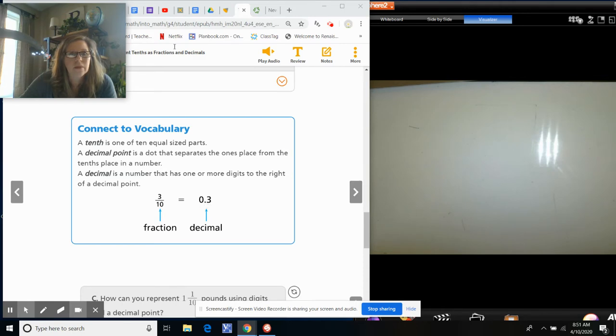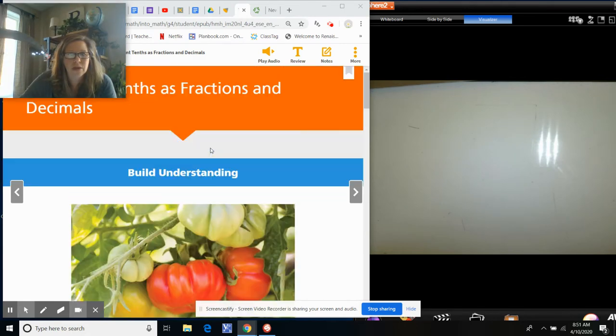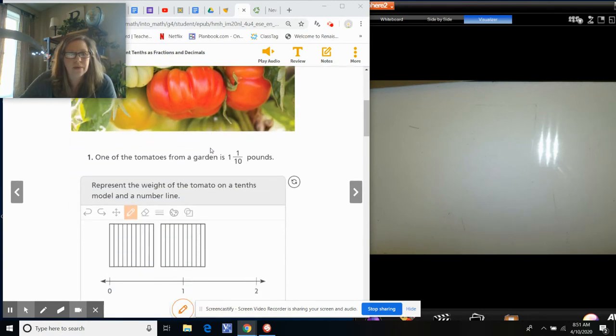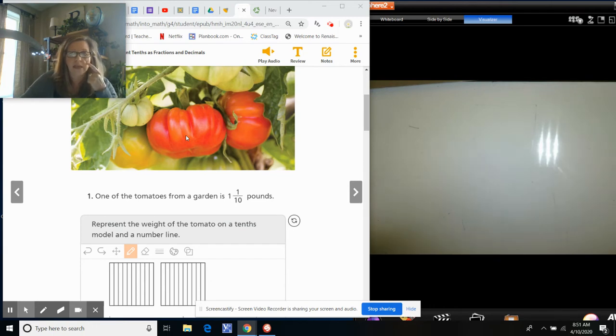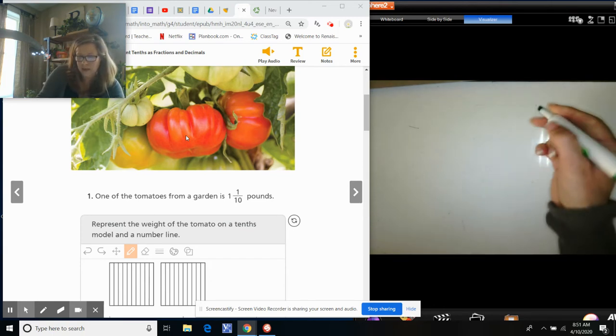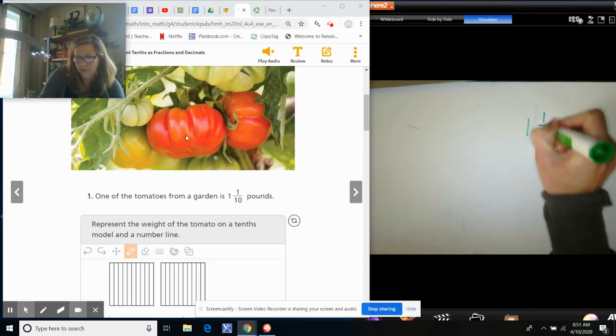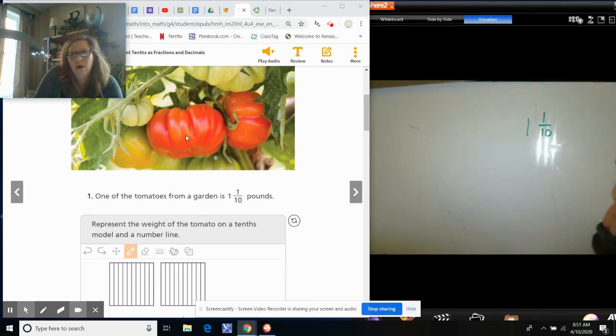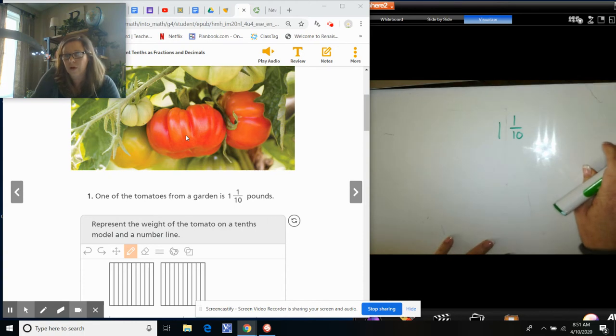All right, so let's go back up to the top. So you guys look up at your word problem. We're going to be talking about tomatoes today. It says one of the tomatoes from a garden is 1 1/10 pound. So notice this number, 1 1/10. This is what we call a mixed number. I always want to draw right in that light.